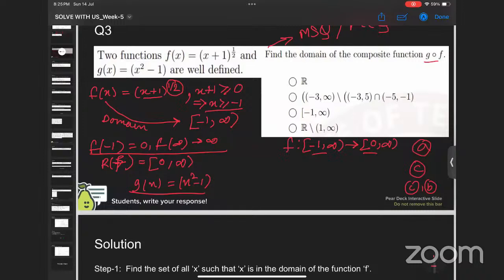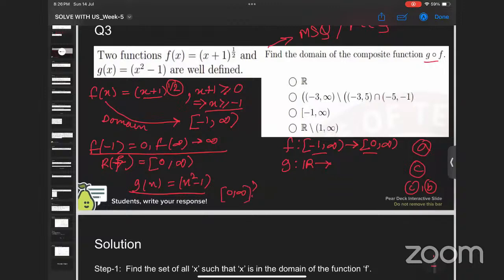Any real number. If we take any real number, there is no issue with this function. So what will be the codomain or range? That will also be R. Ma'am, it can be any real number. No, 0 to infinity, ma'am, because it is a square form.